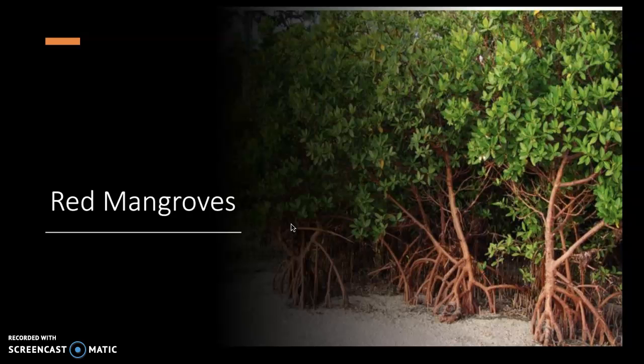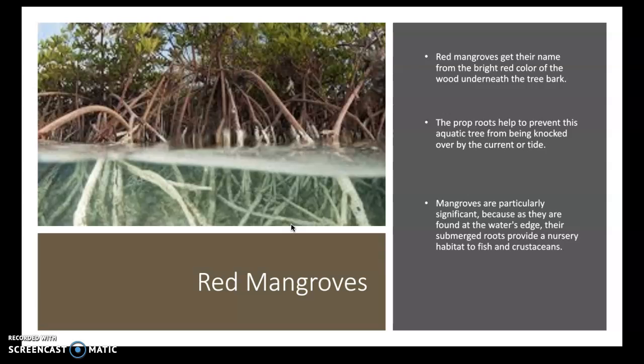Alright, so now we're going to begin discussing red mangroves. Red mangroves get their name from the bright red color of the wood underneath the tree bark. The prop roots that are shown in the image right here help prevent this aquatic tree from being knocked over by the current or tide.